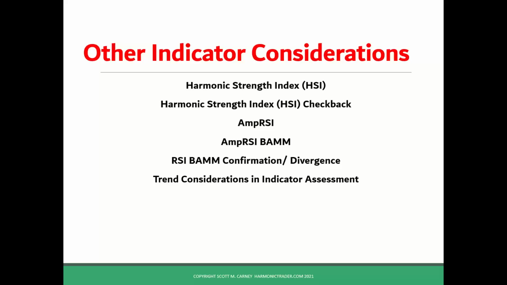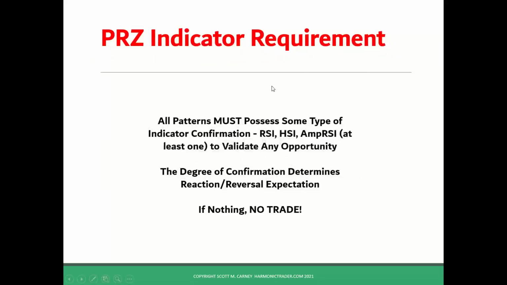We'll talk about that. I've discussed these tools on the harmonic pattern collection before. Now we're going to apply the specific strategies. So let's look for, first of all, patterns with some indicator element that has to have either RSI, HSI, or amplified, at least one to validate any opportunity. This is important because I know a lot of people have asked, can we take a trade without an indicator? Can we execute right at a 1618?